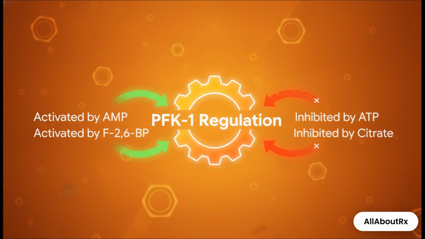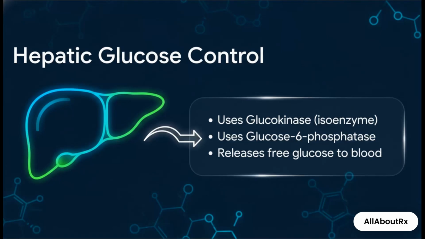Think of it like this. When your cell is low on energy, AMP rises, basically shouting, "We need energy, speed up glycolysis." On the flip side, it's inhibited by ATP and citrate. If you have plenty of ATP, these molecules tell the pathway to just slow down because we have enough energy for now.